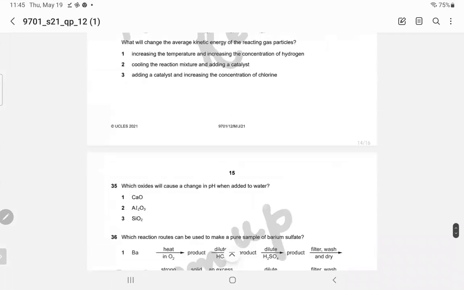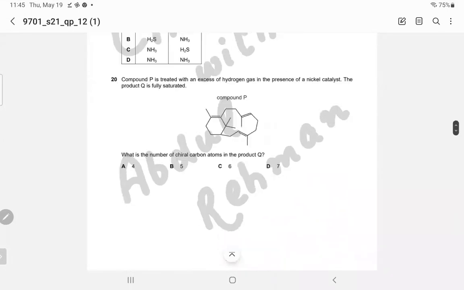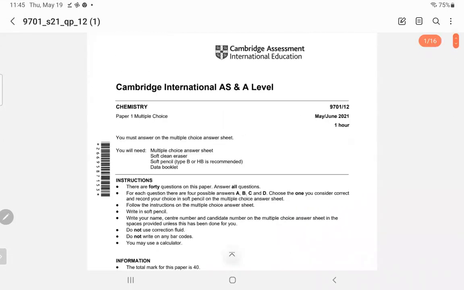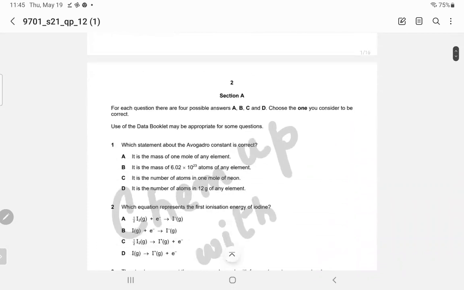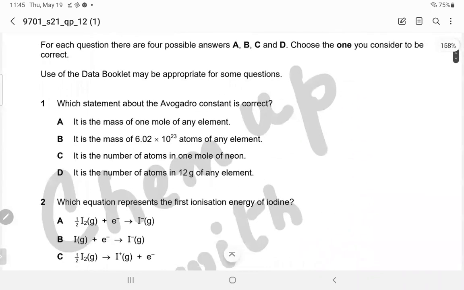So we will start with summer 21 paper 1-2 और फिर इसके बाद February March. Okay.